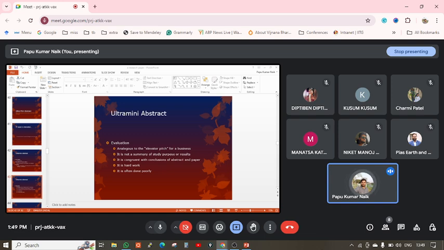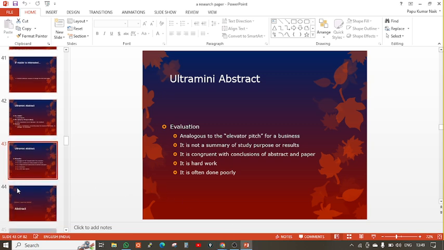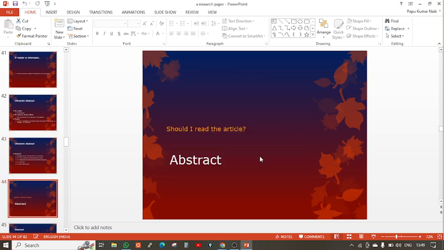So next, I mean the important part, is called the abstract. Should I read the article or not? This can be decided after reading the abstract of this particular article, because the abstract is a short paragraph of up to 150 words, which is written after your authors, in the main title page after the author section.